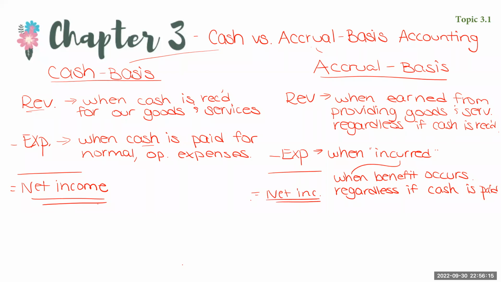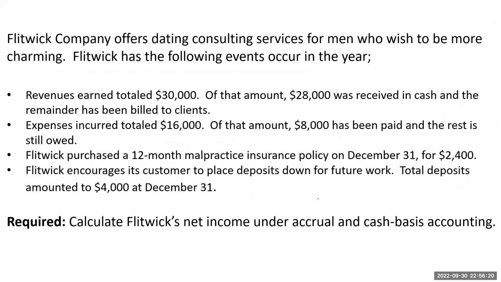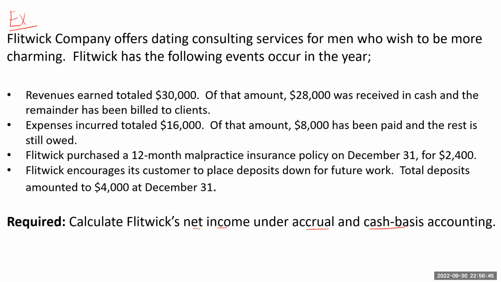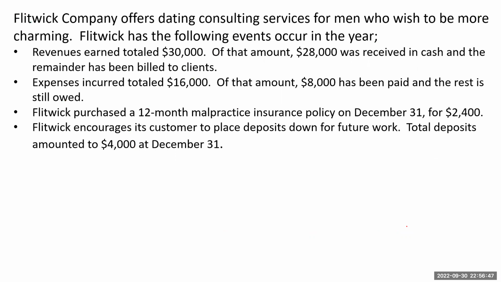Okay, so let's look at an example of how the two are different. So here we have a company. Here's our example. Flitwick offers dating consulting services to men who wish to become more charming. He has the following events during the year. We're going to calculate his net income under both accrual and cash basis. So keep those definitions in your back pocket. Let's go ahead and get started on this one, and you're welcome to pause and try to work it out on your own as well.